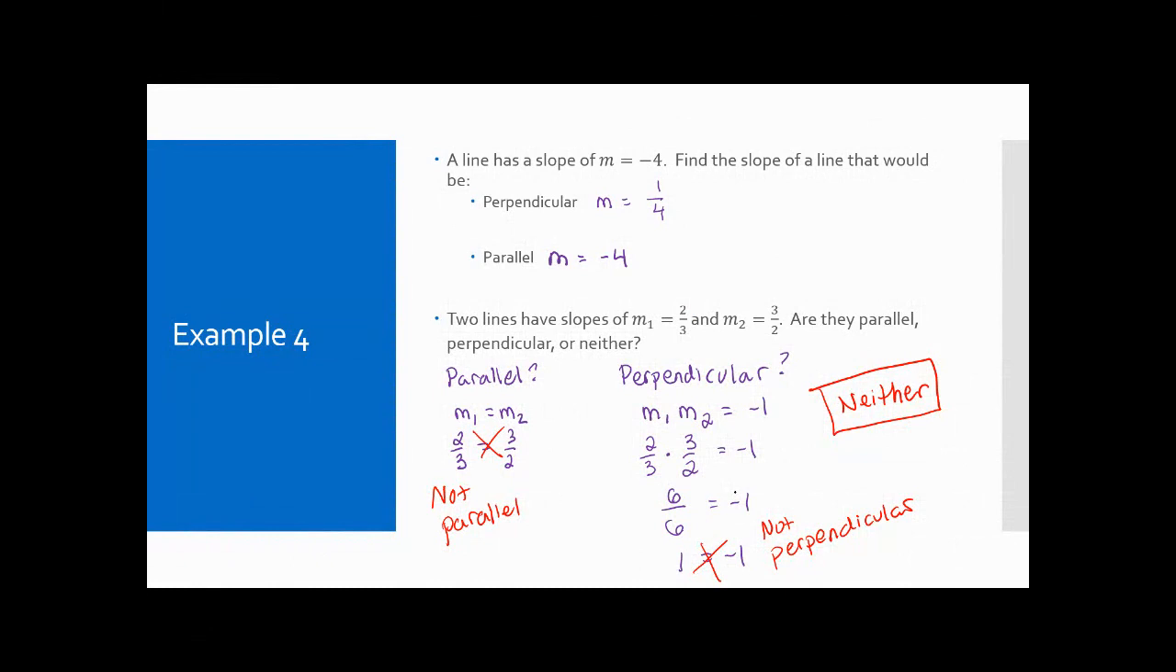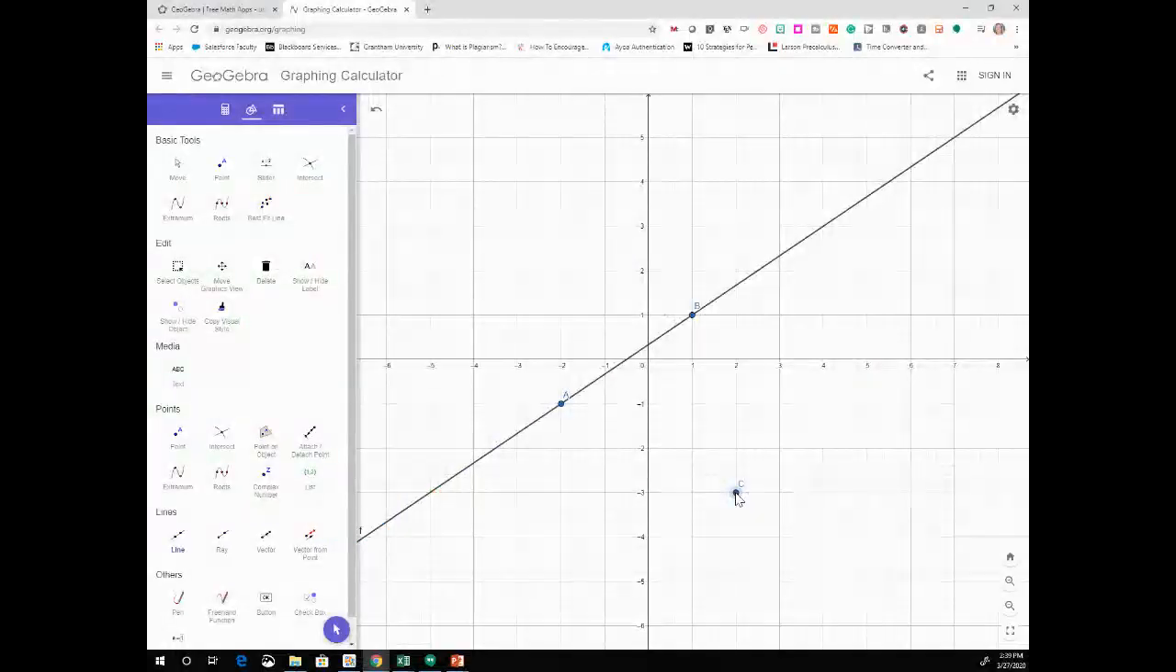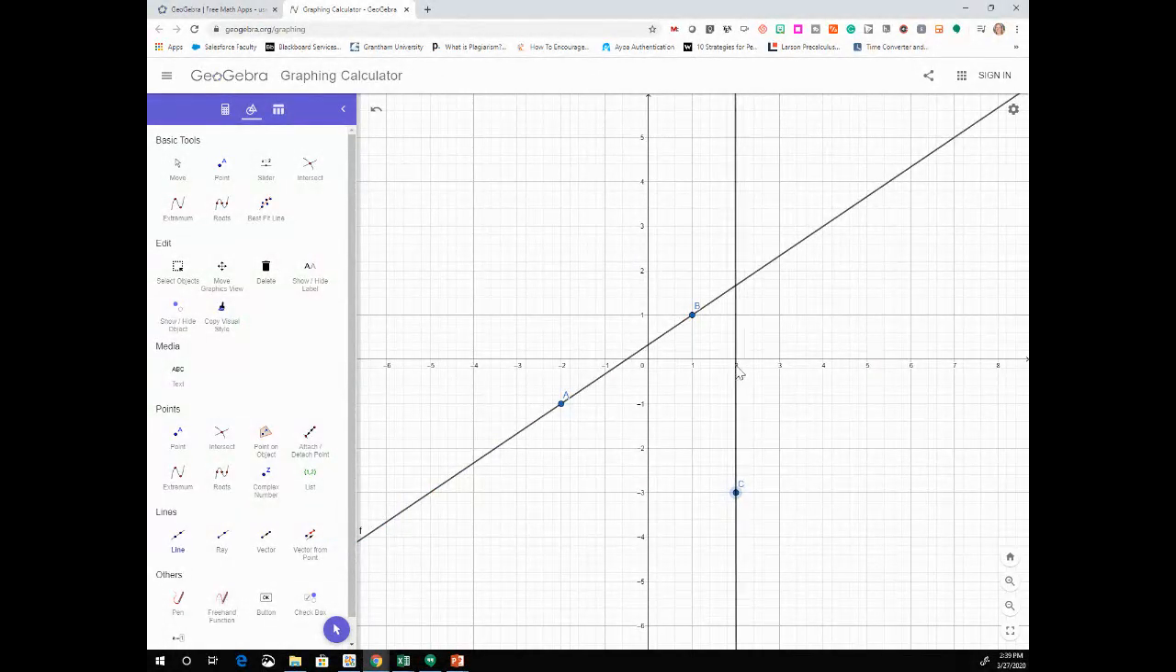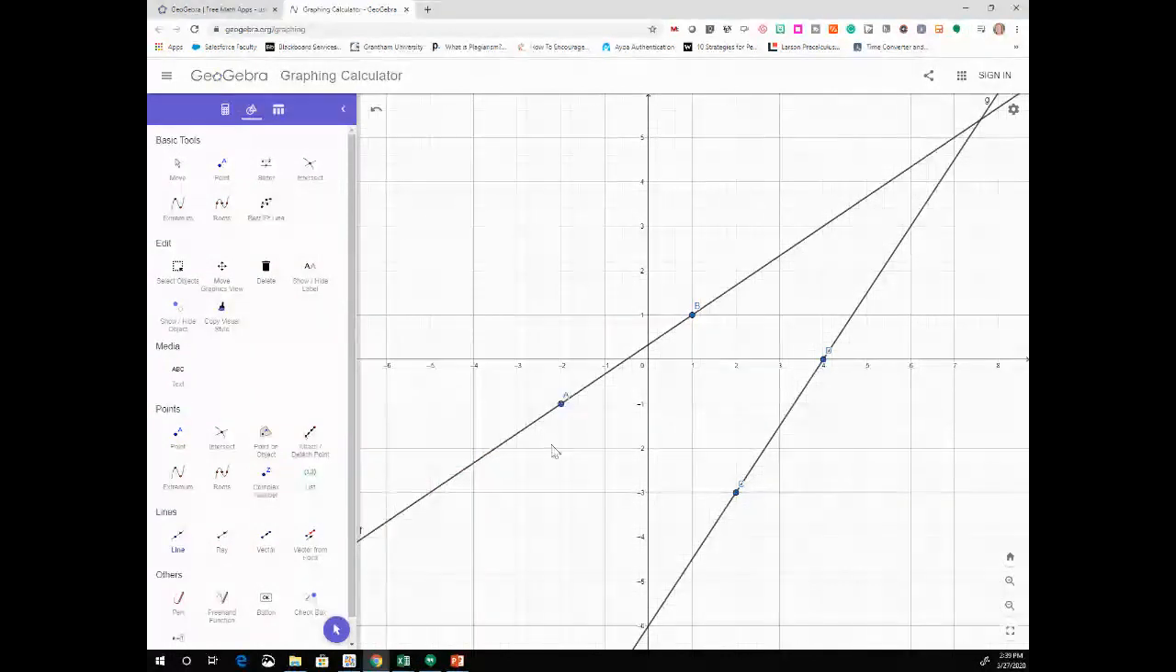And it says the second line's slope is 3/2. So that's up 3, right 2, the rise over run. So I'm going to go up 3 and right 2. These are not parallel lines because you can see that the angles are not the same. They don't go at the same steepness. And they're not perpendicular because they're not forming a plus sign essentially.